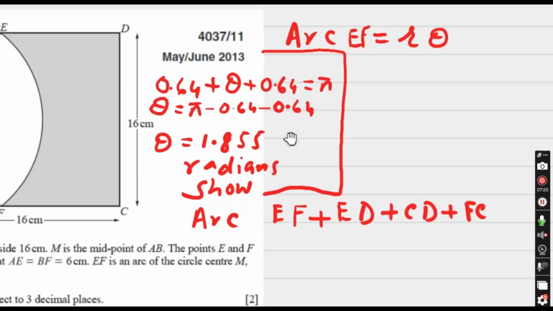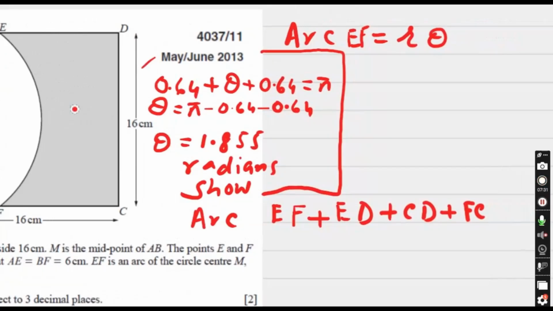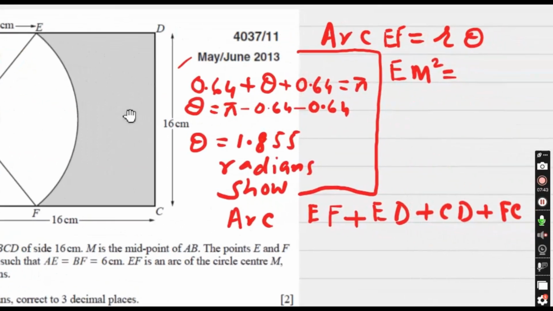By using Pythagoras theorem. So what does Pythagoras theorem say? Square of the hypotenuse. So the hypotenuse is EM, right? EM square equals the sum of the squares of the other two sides, that is AE square plus AM square. What is AE?